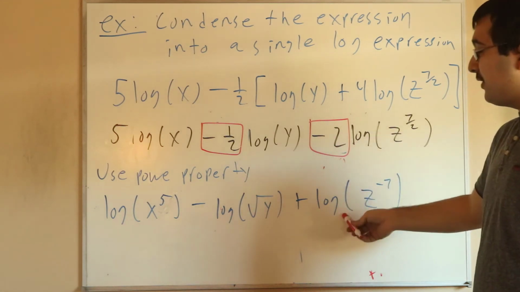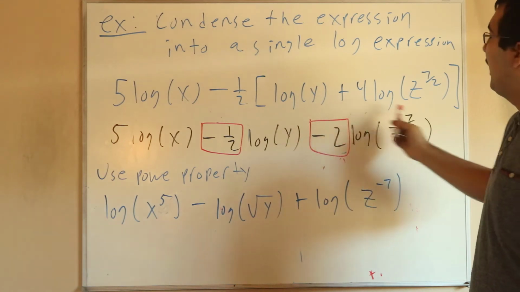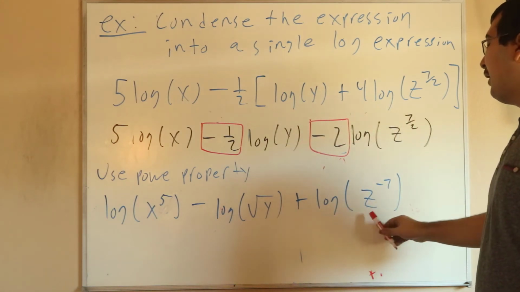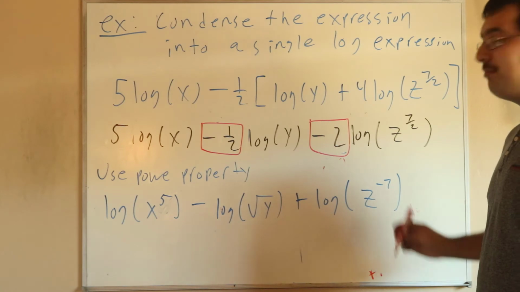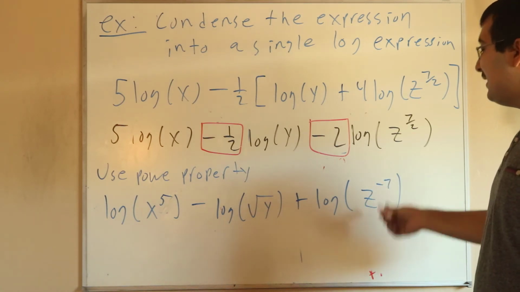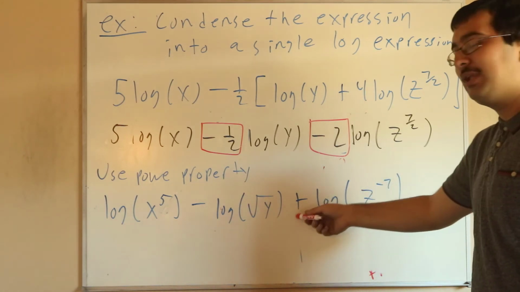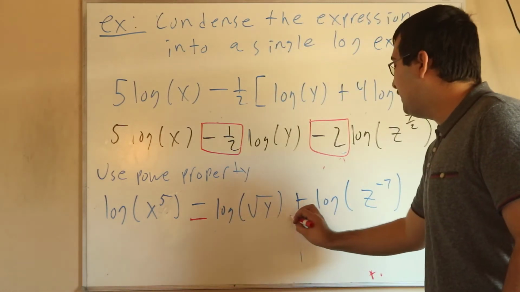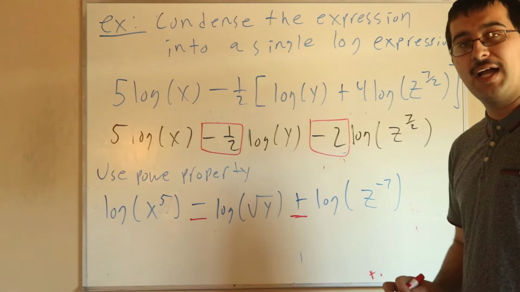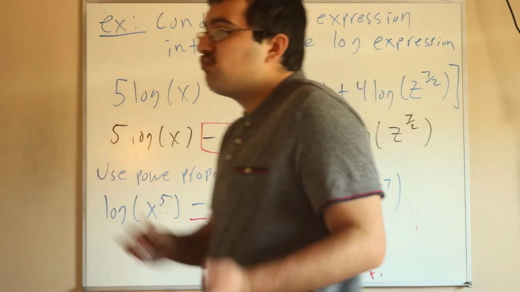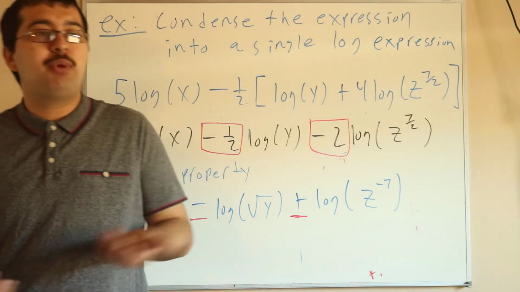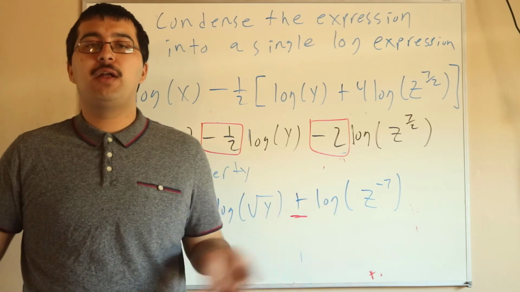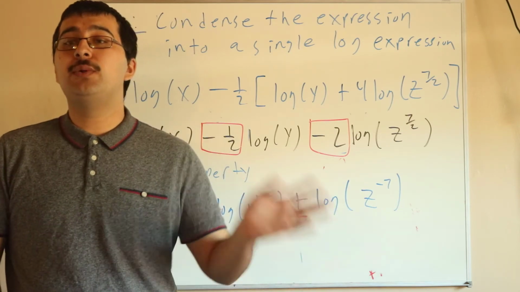Now from this step to this step, I took the minus 2 and I brought it inside. That's why I now have log of z to the minus 7th power, and I have a plus right here. So here I left the minus outside, and over here I brought the minus inside. Does not matter which path you take. Both are totally valid. I just wanted to show you guys that you could do it either way.